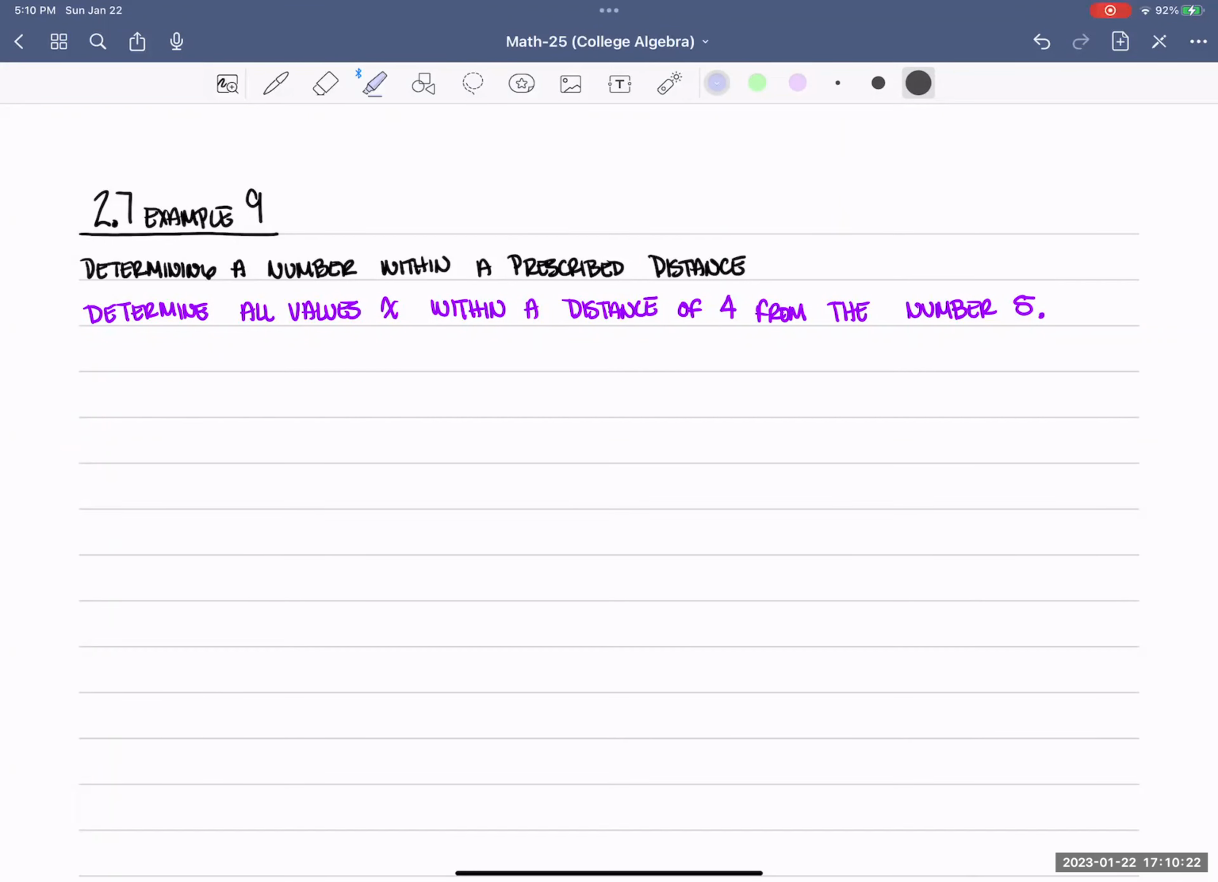Determining a number within a prescribed distance. Determine all values x within a distance of 4 from the number 5. So let's kind of work backwards. Let's get a graph to see exactly what's going on here. So a distance of 4 from the number 5.